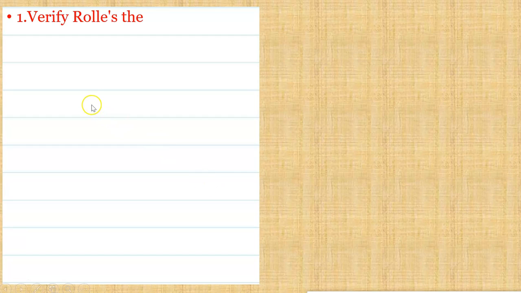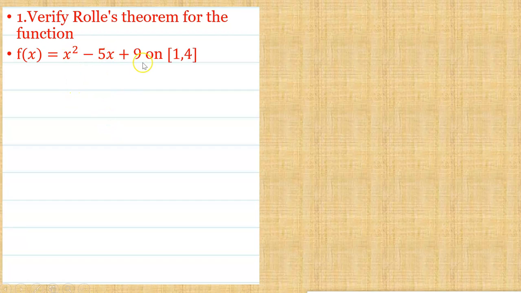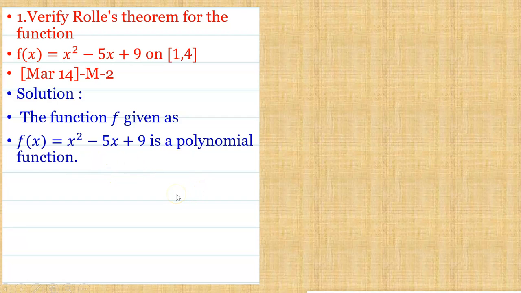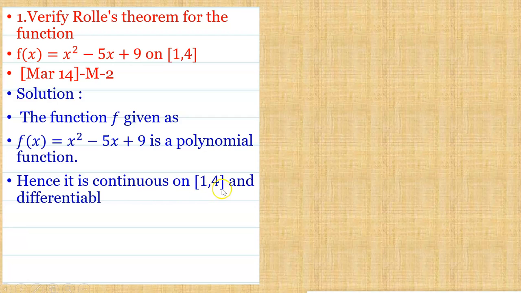Now we'll start the problems. Verify the Rolle's theorem for the function f of x is equals to x square minus 5x plus 9 on closed interval [1, 4]. March 14 ला विचारला गेलेला प्रश्न आहे 2 मार्क्स साठी. Now the solution, the function f given as f of x is equals to x square minus 5x plus 9 is a polynomial function. Hence, it is continuous on closed interval [1, 4] and differentiable on open interval (1, 4).